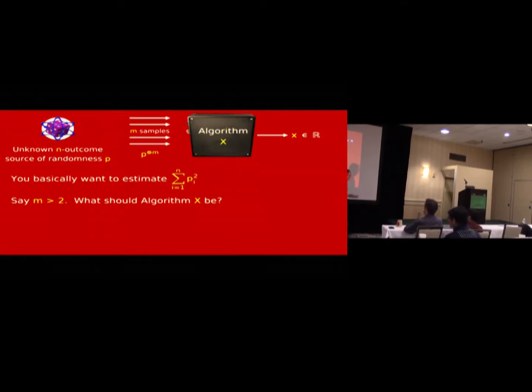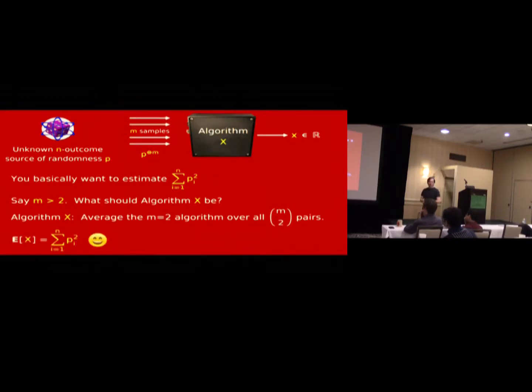Well, I claim another very natural thing to do is just take the m equals 2 algorithm and average it over all pairs of samples. And another thing about that is the expected value of the outcome: all pairs of samples have expectation sum of p_i squared, so does the average of the m choose 2 possibilities. Great. But the variance goes down. And it's really easy. I mean, you can just work out what the variance is. It's a bit tedious, but it's straightforward.